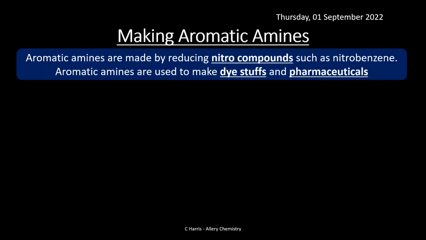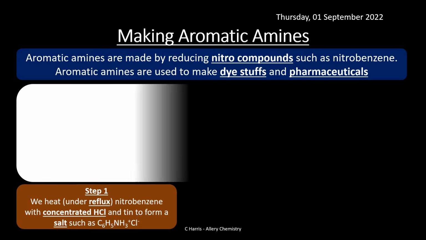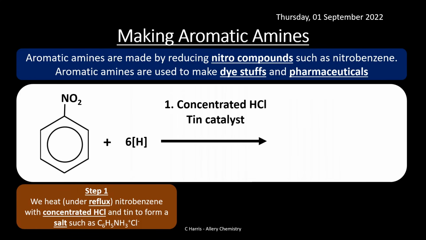Okay, so let's see how we make aromatic amines. They were all aliphatic amines, so in other words, molecules without a benzene ring. Now we're going to look at how we make them with a benzene ring. Aromatic amines are actually made by reducing nitro compounds, such as nitrobenzene. And aromatic amines are used to make dyestuffs, which you've seen a little bit of previously, but we're going to go into a bit more detail in this video on how they're actually made, and pharmaceuticals, so they're incredibly valuable as a raw feedstock.